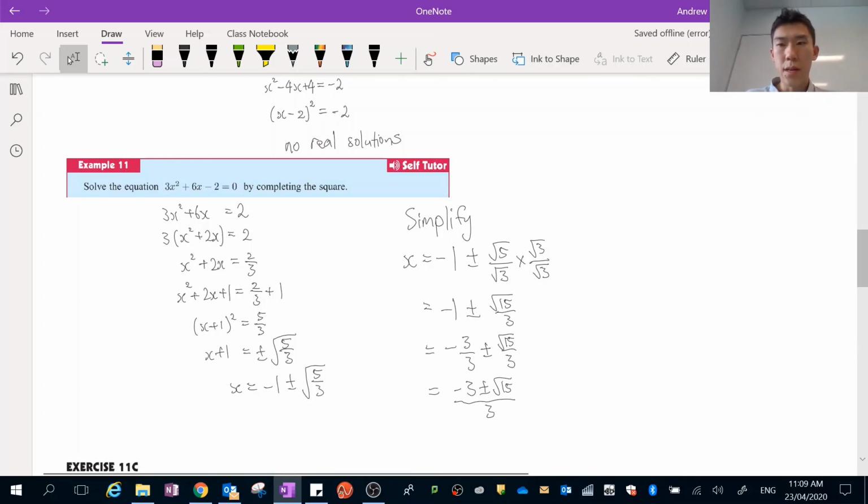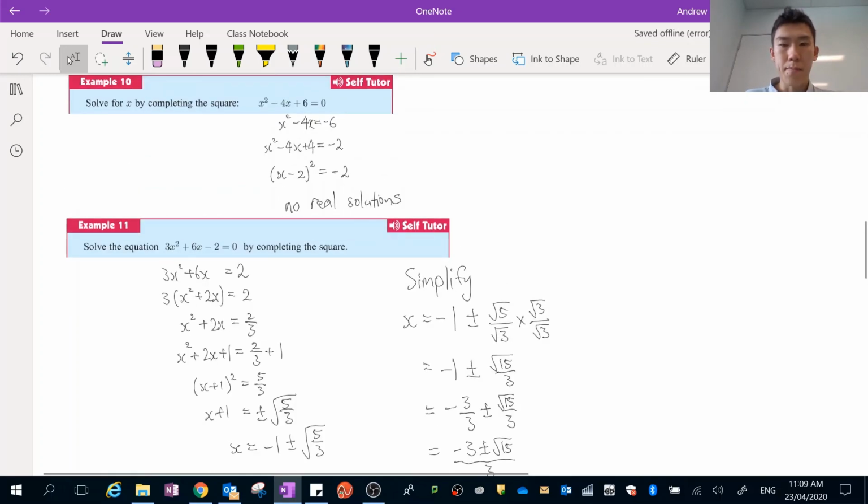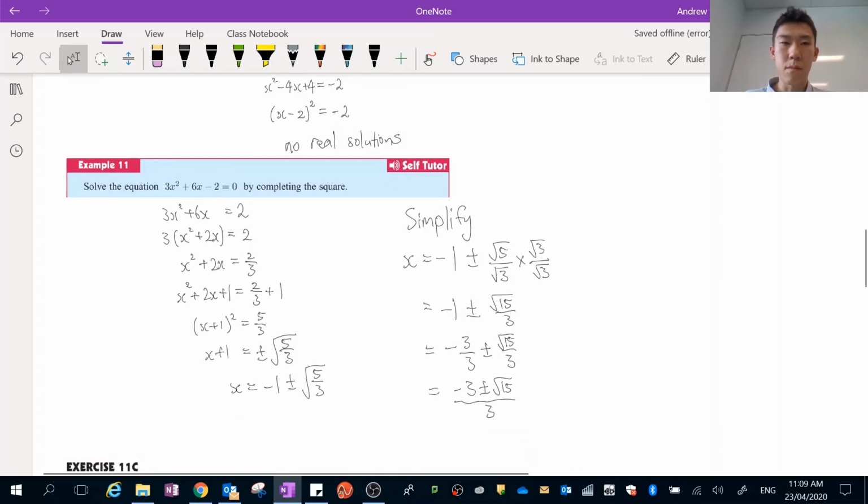Alright, so there are some examples of how to solve by completing the square.